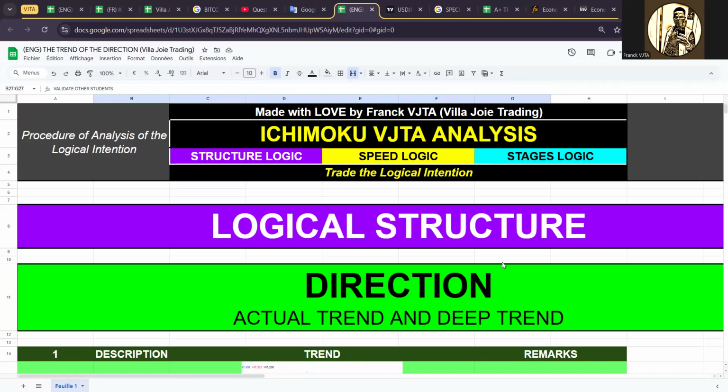Direction is also a hugely important part of the logical structure, so let us look at it now. We have seen zones and boxes. Now let us look at direction. Let's start with the actual trend and the deep trend.